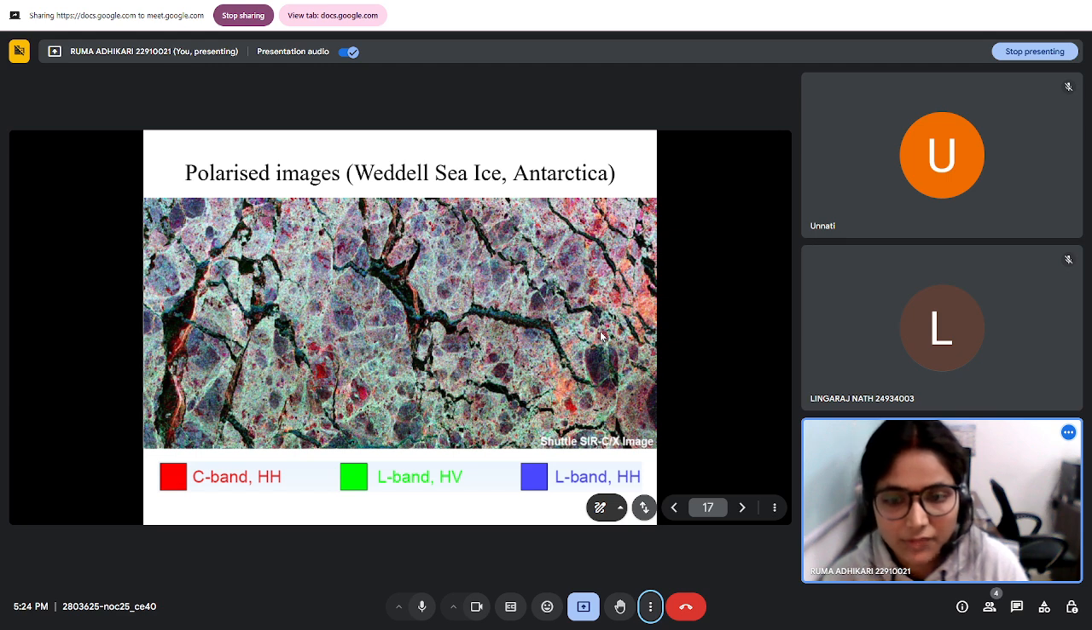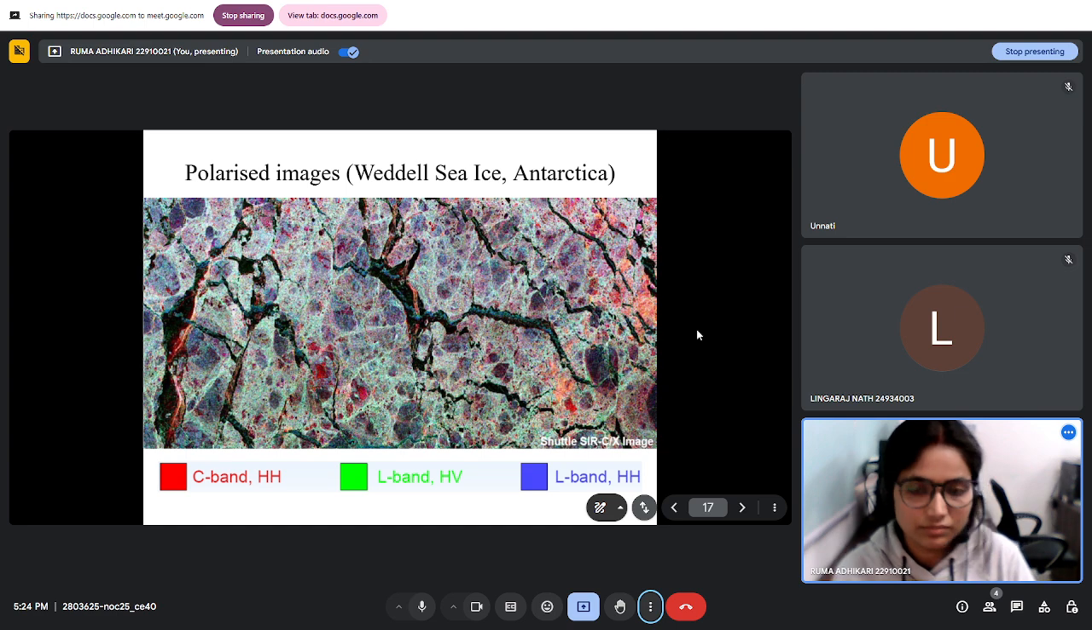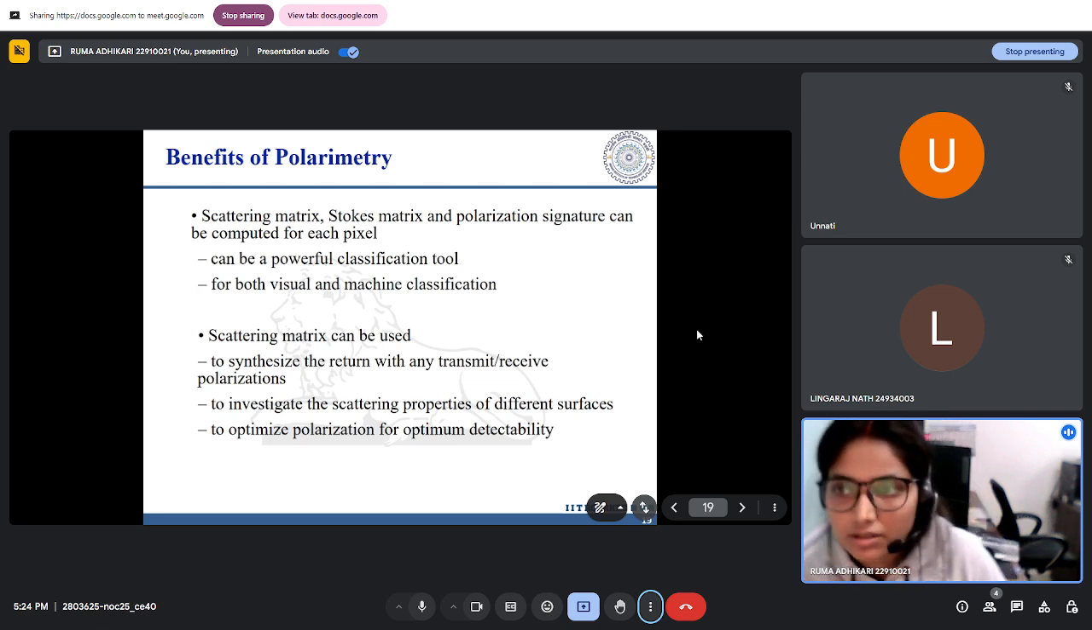Similarly, this kind of RGB image we can create in C band, how it looks in L band, and this HHL band. So we will skip that.